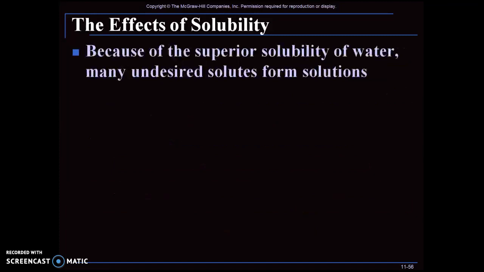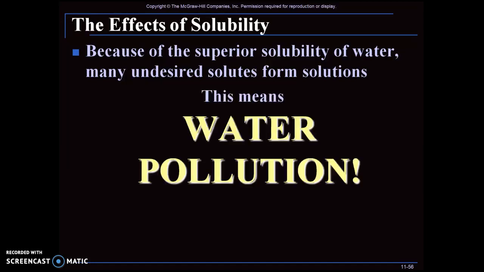Because of the superior solubility of water, many undesired solutes form solutions. This means water is polluted. Since water has a tendency to dissolve many other materials, while it's flowing through the ground or on top of the ground, it will also be mixed with many other substances. Yes, that makes the water either not usable for humans or, in other words, polluted.